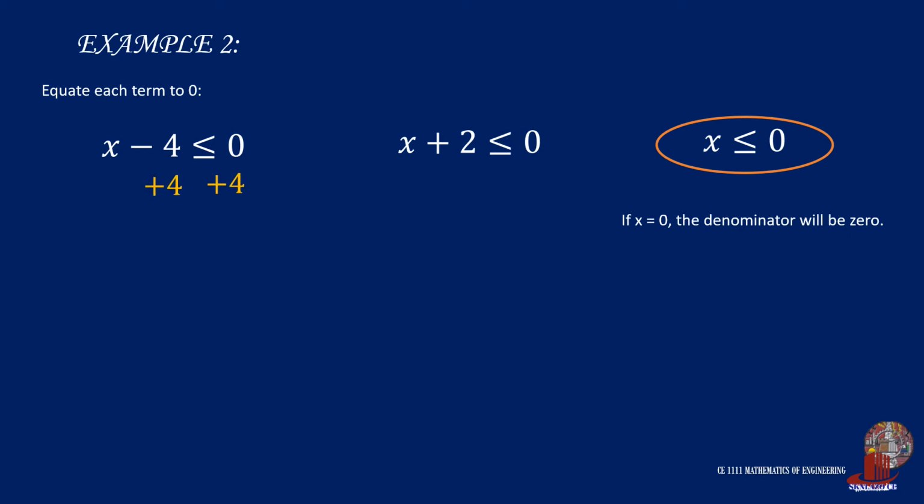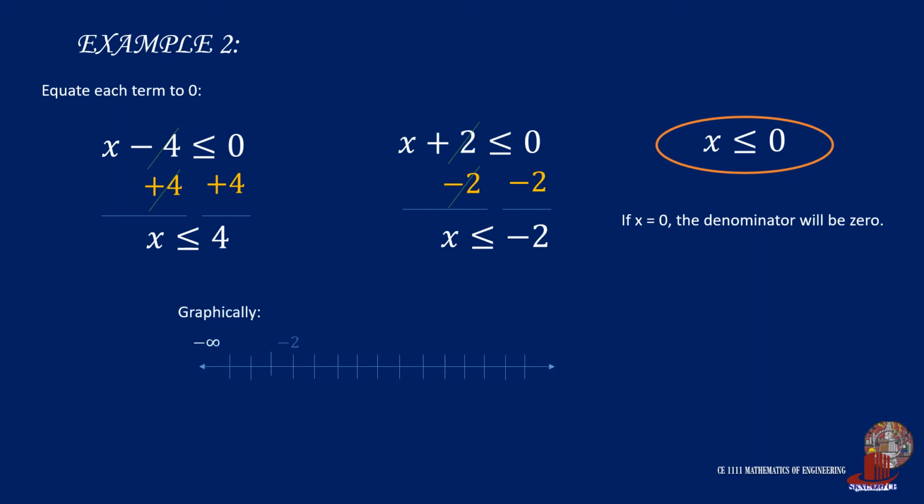With x minus 4 is less than or equal to 0, we find the root by adding 4 on the left and right to have x is less than or equal to 4. The other inequality of x plus 2 is less than or equal to 0 can be simplified by subtracting 2 on both sides, which gives x is less than or equal to negative 2.